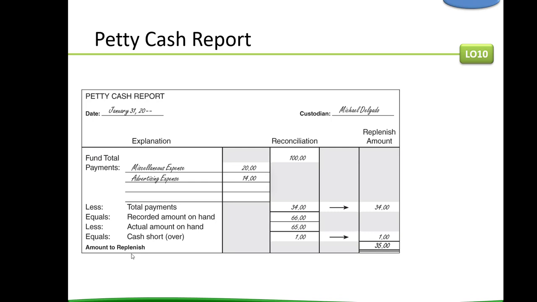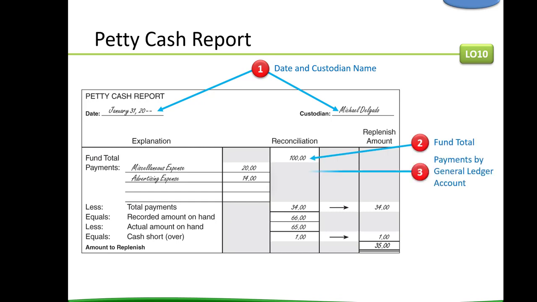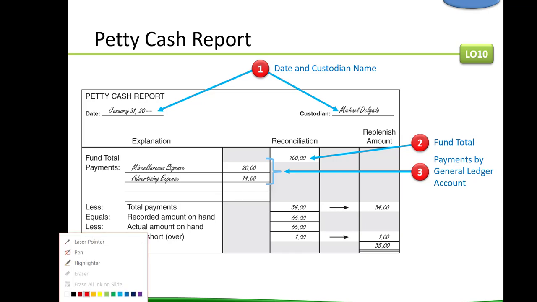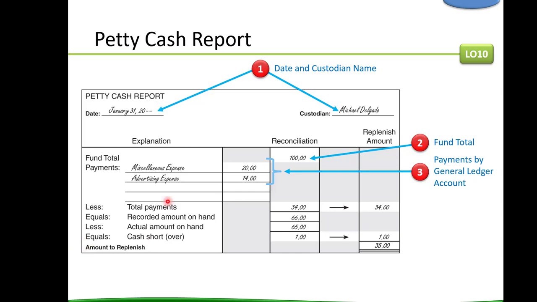So here's a petty cash report. Up at the top is a date and the custodian's name, who's responsible for this cash. It's going to start with the fund total, and then any payments that were used by general ledger account. So these are ledger account names. Miscellaneous expense and advertising expense would show up in my chart of accounts. So we're noting where this money is being used.